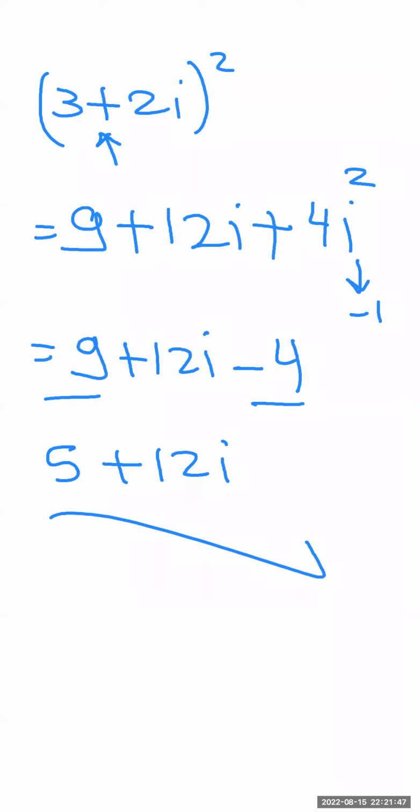Okay. The next question. It's (1 minus i) all to the power 4. Actually, guys, we can solve this question in two different methods. The first one, and concentrate well, is just the normal method, but there is a rule we are going to use always.